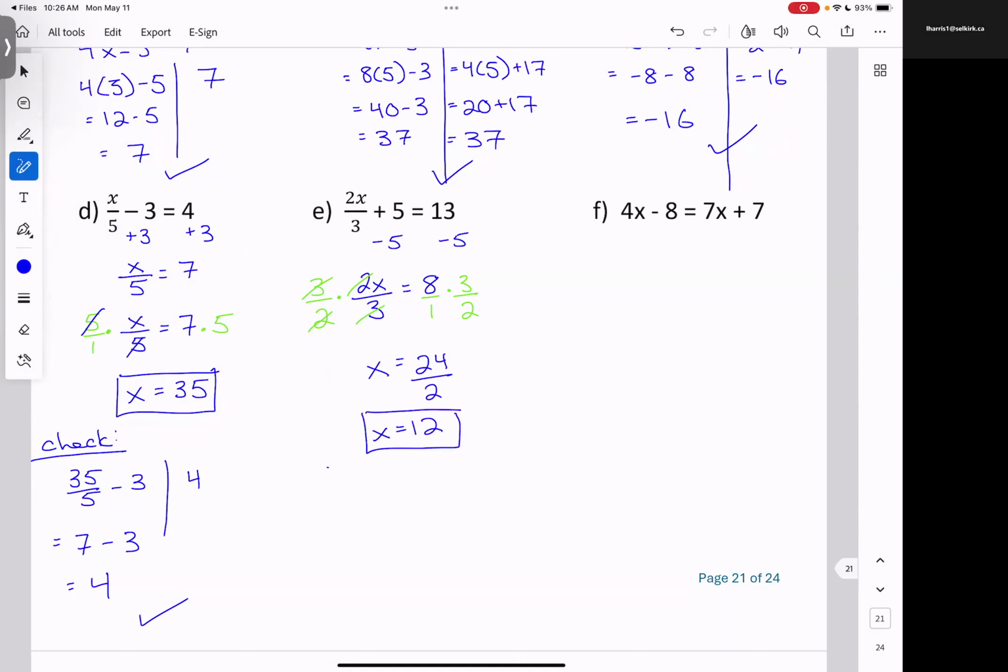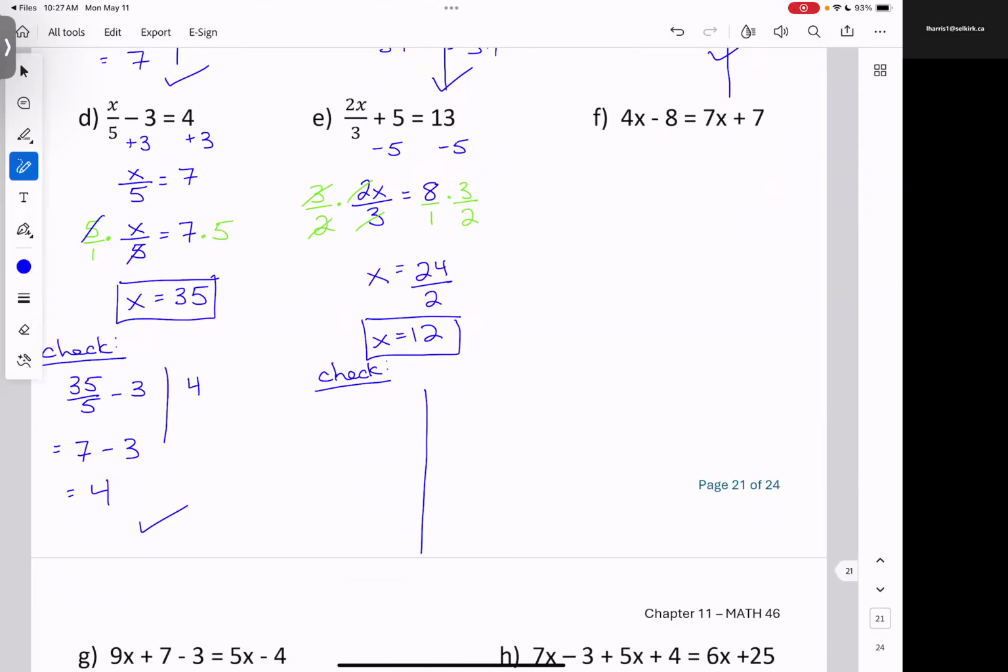Okay, and we can check our answer. So on the left, we would have 2 times 12 over 3 plus 5. And on the right, we have 13. So we've got 24 over 3, which is 8 plus 5, which, yes, is 13. So we know we did it correctly. All right, last one here.